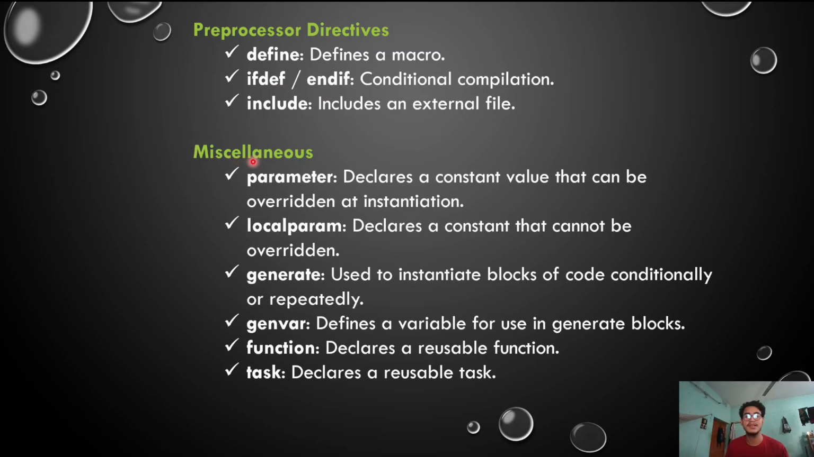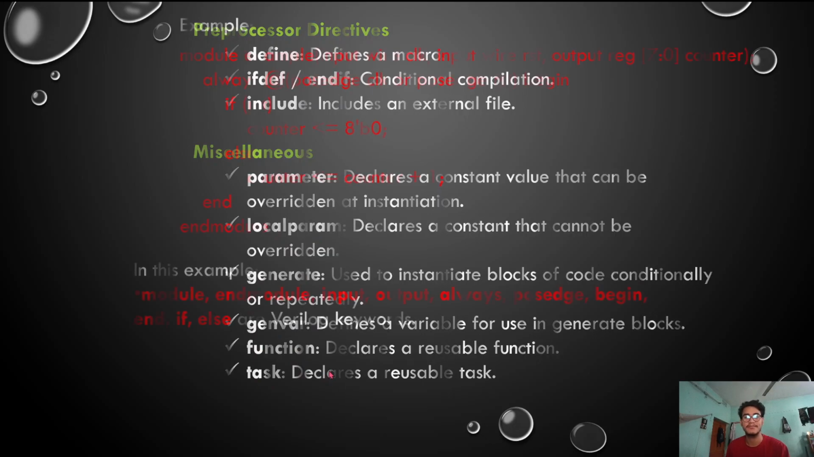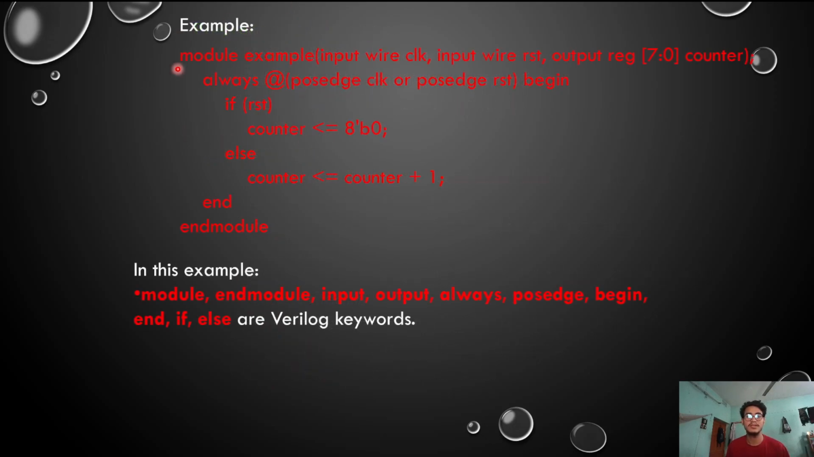Here are some miscellaneous keywords such as parameter, localparam, generate, genvar, function, task. In this example, the words module, input, wire, output, reg, if, else, begin, end, endmodule are Verilog keywords.